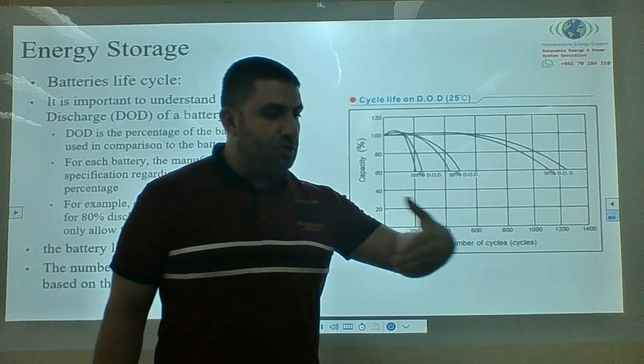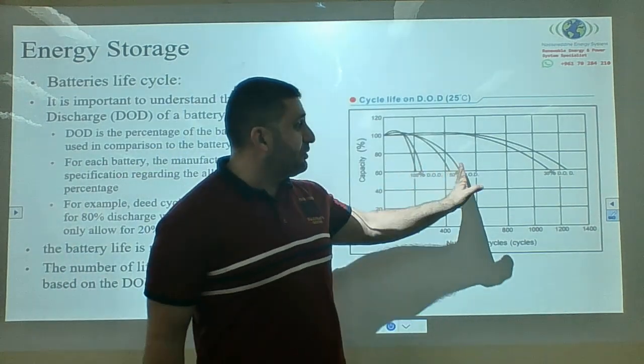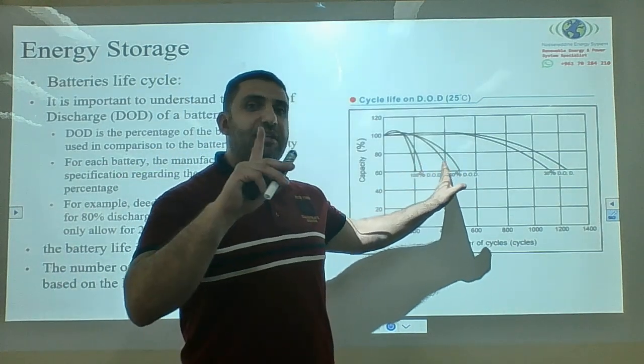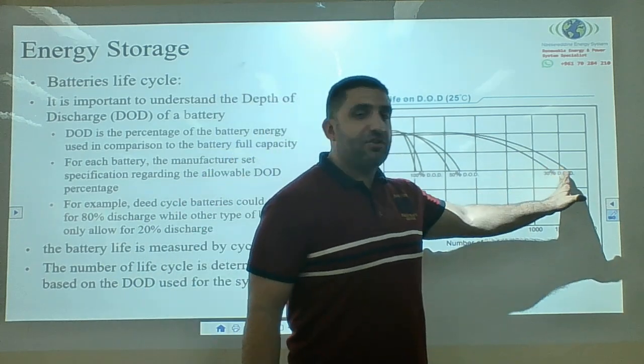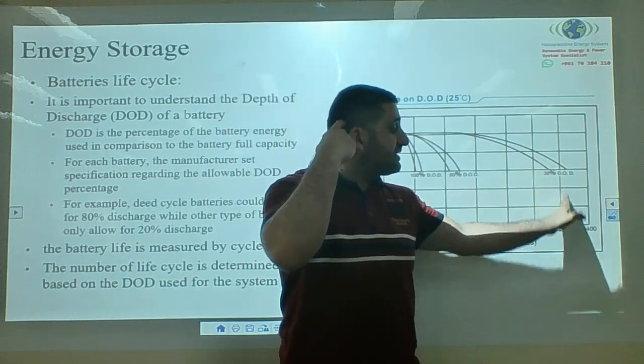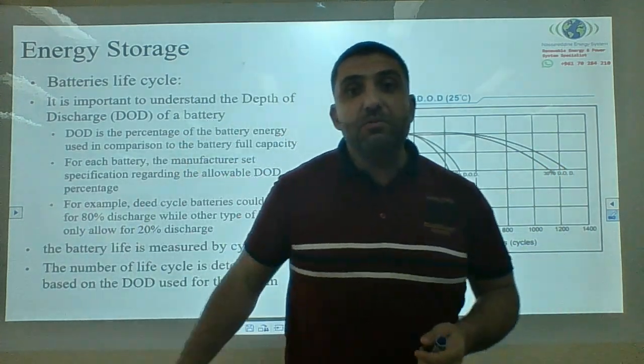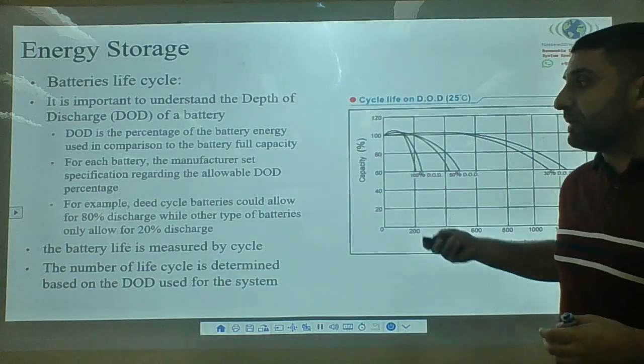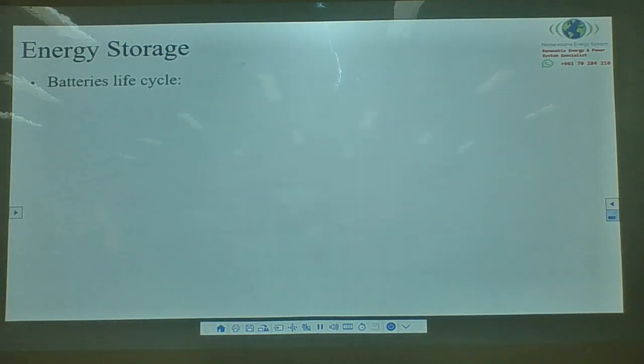What's a cycle? Every time you discharge up to 50% and you charge, that's one cycle. Every time you discharge 30% and then you charge it, that's one cycle. This will help me to properly size my battery system.